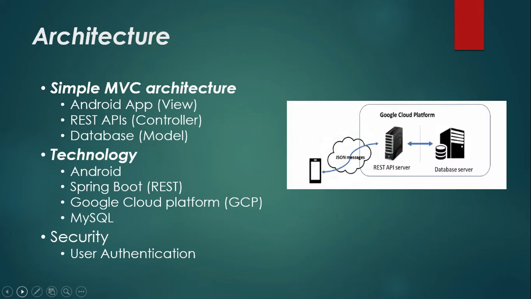Project architecture. A simple MVC architecture has been implemented in the project development. The Android app is used as the view portion of the MVC. REST APIs have been implemented and they act as the controllers to create a proxy interaction between the Android app and the database. A database model has been implemented to store the data in a secured MySQL database.